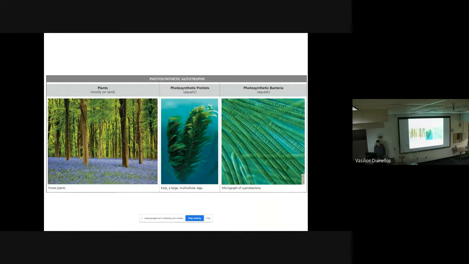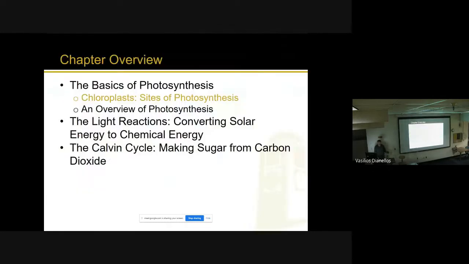Here's some pictures of what we're talking about. There's plants, in case you've never seen a plant. There's some algae, in case you've never seen that. There's some photosynthetic bacteria, in case you've never seen that. So here we go. Let's talk about the basics.